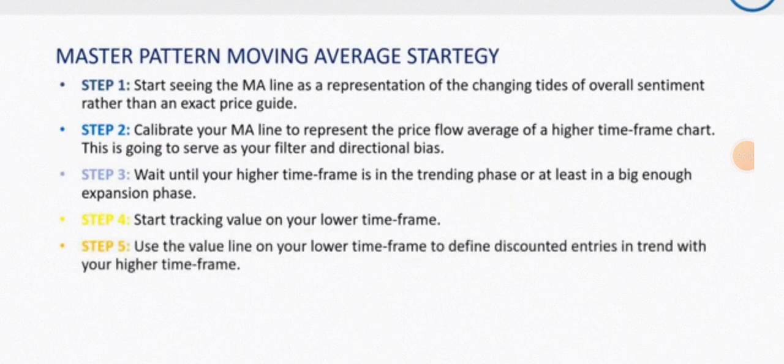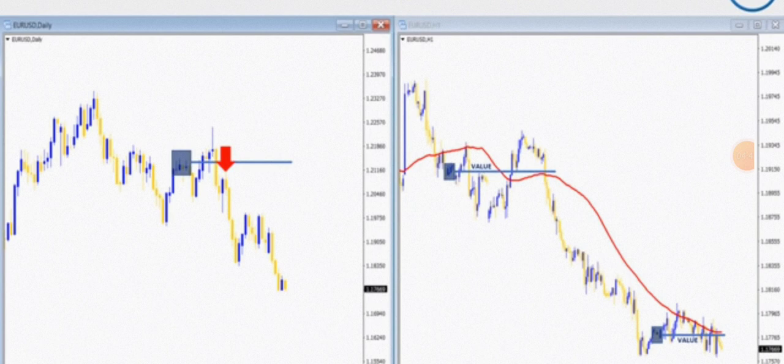Step number 5. Now we want to use the value lines on our lower time frame to define discounted or strong entry points in trend with the higher time frame. You'll notice that we have the 2 value points marked up, but what was the price action in and around those value points? Let's talk about that.